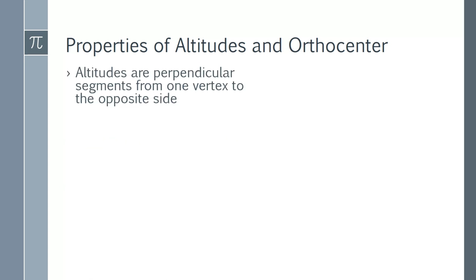Well, the altitude is a perpendicular segment that goes from one vertex to the opposite side. It's perpendicular to the opposite side. I need to add that word perpendicular in there, but it says perpendicular right there. So it's a perpendicular segment to the opposite side. It's also called the height, and we're looking at area and volume and surface area later on.